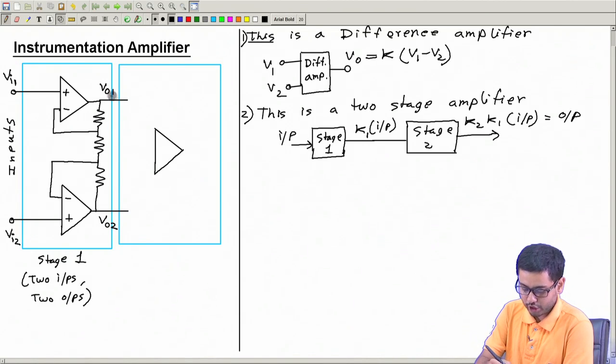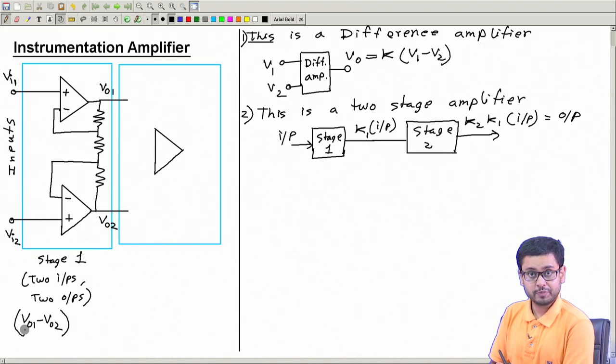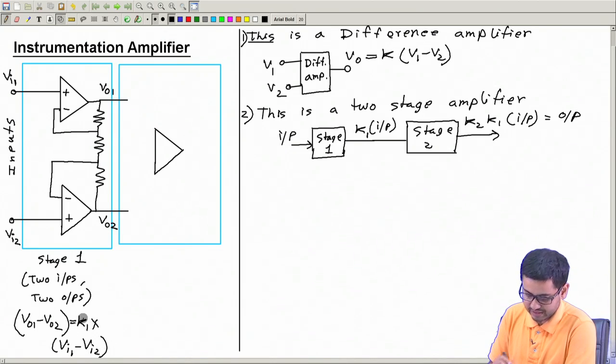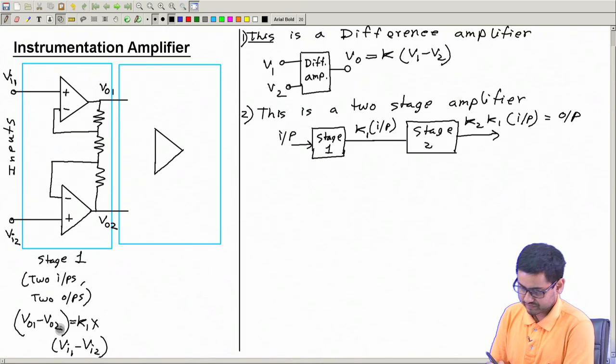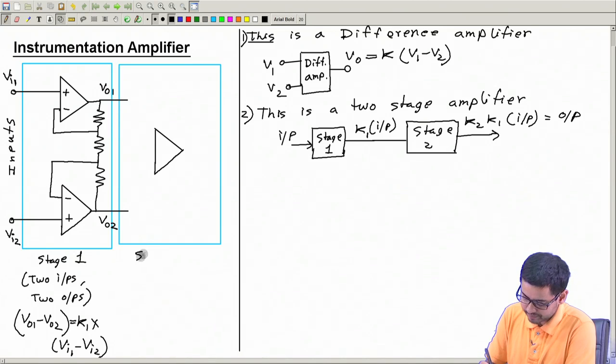The difference of these two outputs, VO1 minus VO2, will be equal to some factor, call it K1, multiplied by the difference between two inputs VI1 minus VI2. This is how it will work. This is stage 1, and now stage 2.